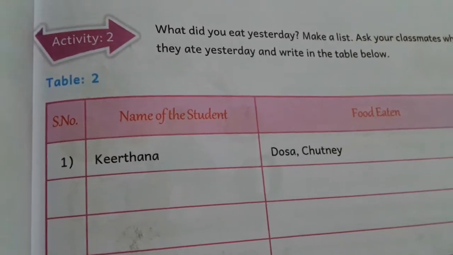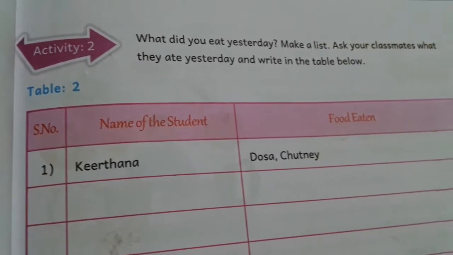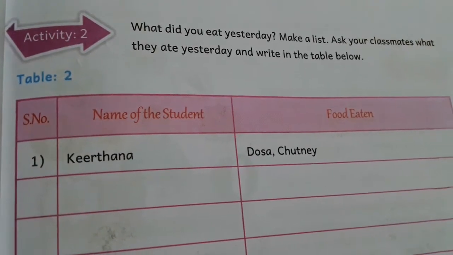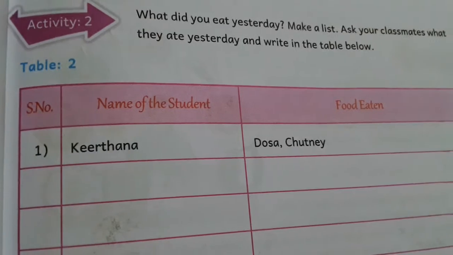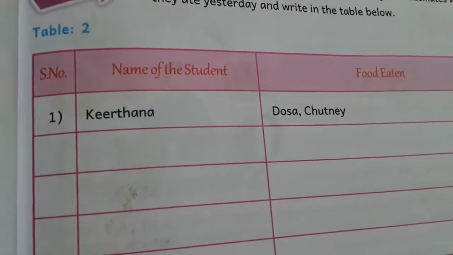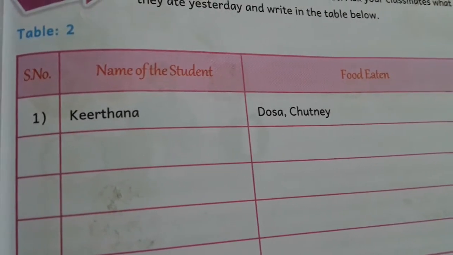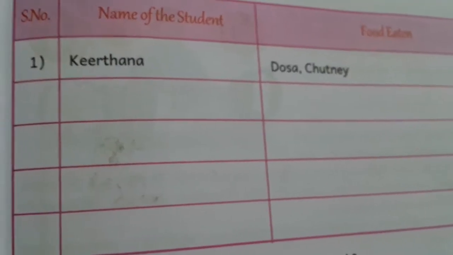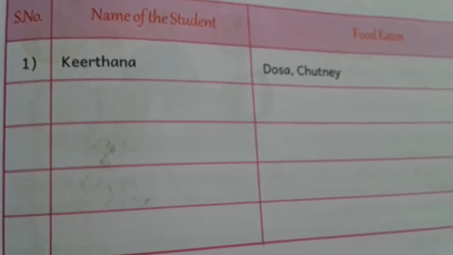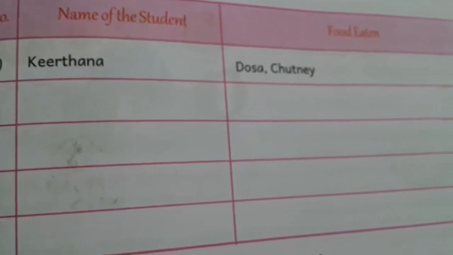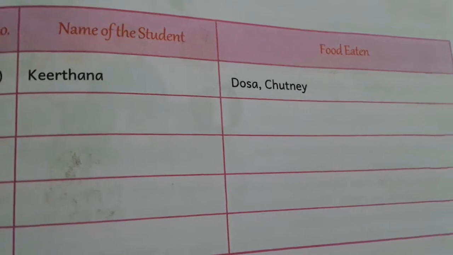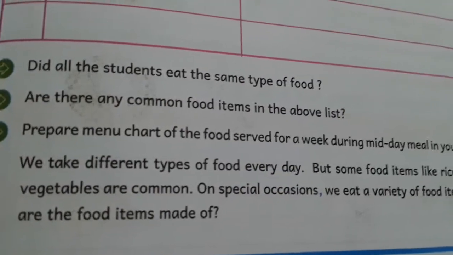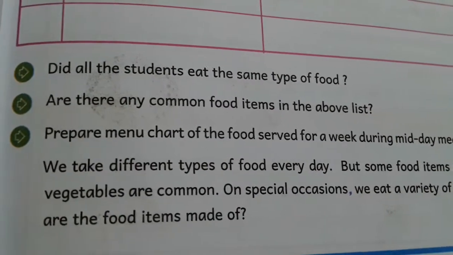And coming to Activity 2. What did you eat yesterday? Make a list, ask your classmates what they ate yesterday and write in the table below. See here, in table 2 they have given the name of the students and food eaten. So you have to ask your friends, mention your friend's name in this list, and after that write the food items they ate in this table.